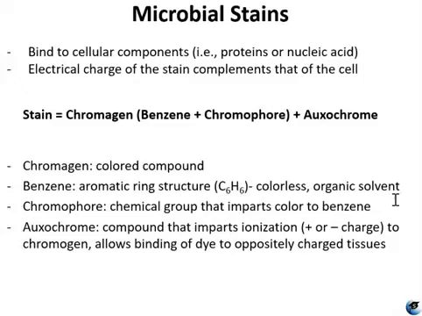Stains are made up of a chromogen plus an auxochrome. The chromogen is what gives it its color. The chromogen is a benzene ring and a chromophore, which imparts the color. And then the auxochrome gives the stain its charge. Now, I want to make sure to point out that benzene is a potential carcinogen. So when you are handling these dyes, these stains, you want to be very careful. Handle them with great care.